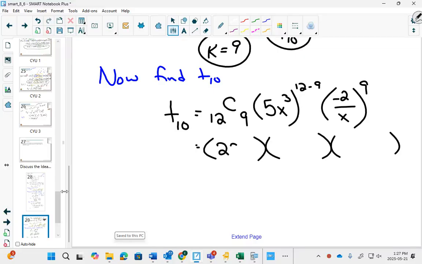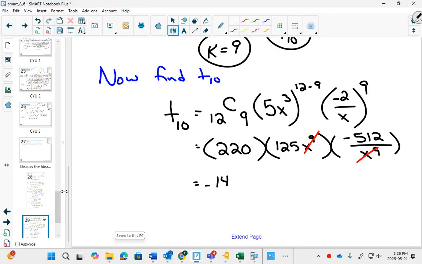12 choose 9 is 220. 12 minus 9 is 3, so 5 cubed is 125. X cubed to the 3 would be x to the 9. Negative 2 to the 9 would be negative 512, and x to the 9 would be x to the 9. And you know things are going well when this happens, right? Your x's all cancel out, leaving you with no x's. That's going to be a constant term. And now we just need to multiply all of these numbers together.